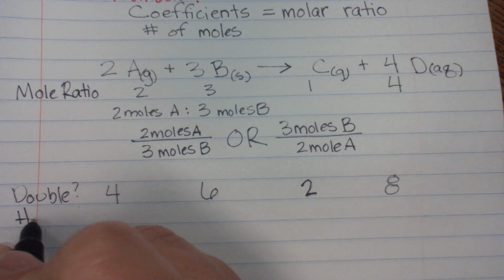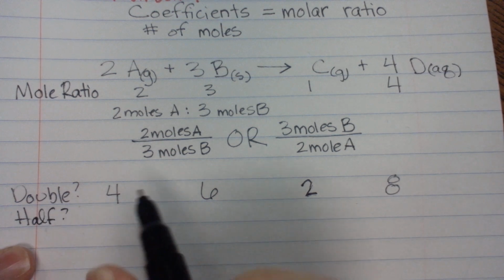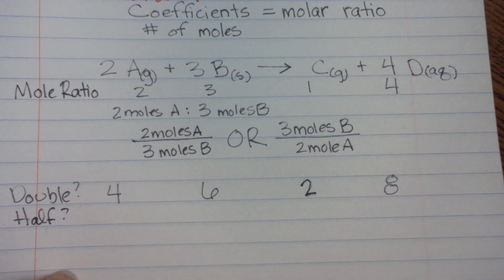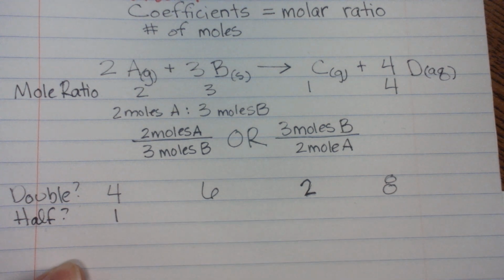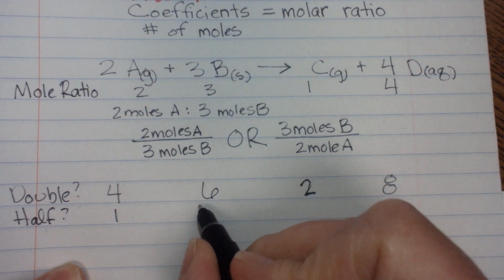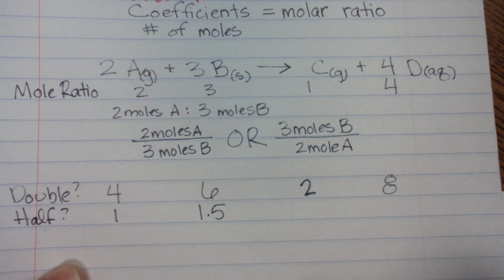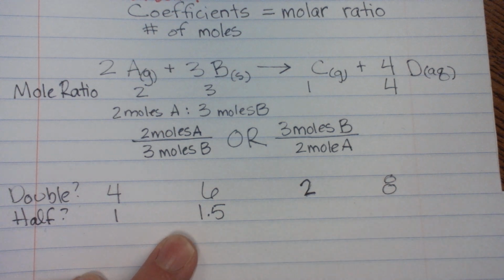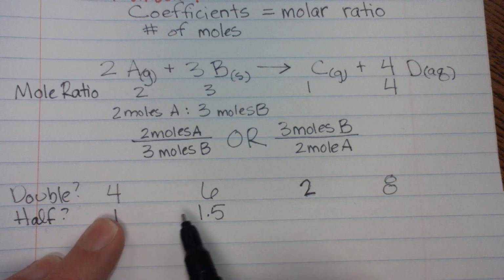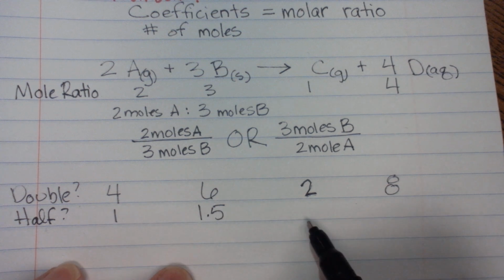What if we half it? Like, what if I don't have 2 moles? Okay, what if I only have 1 mole of A? How many moles of B would I need? 1.5. Right. Okay, so just like cooking, when you make a recipe, you can half it, you can double it, you can 57th it. It doesn't matter, but it's a ratio. There's a certain amount per each other amount.